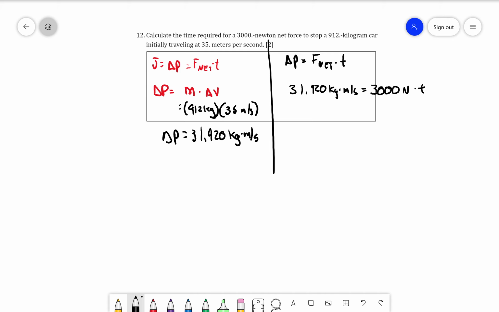So divide both sides by 3,000, and you wind up getting time is equal to 10.64 seconds.